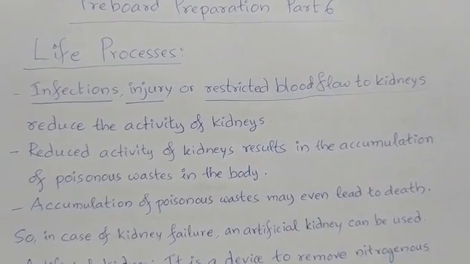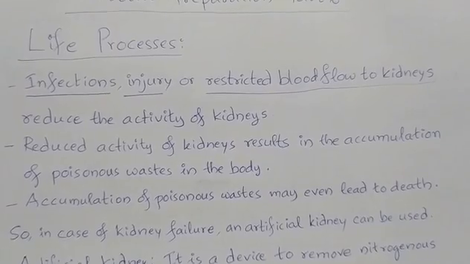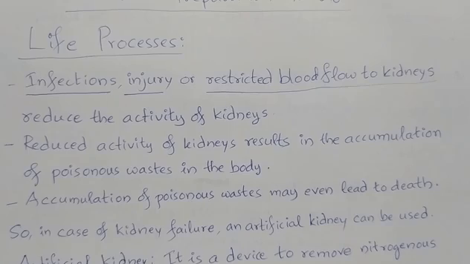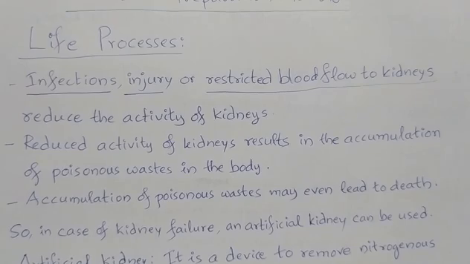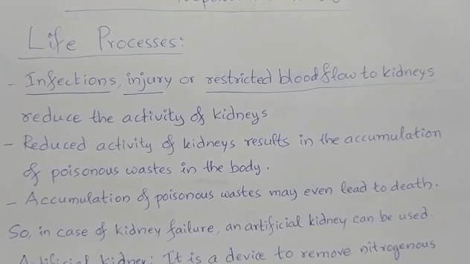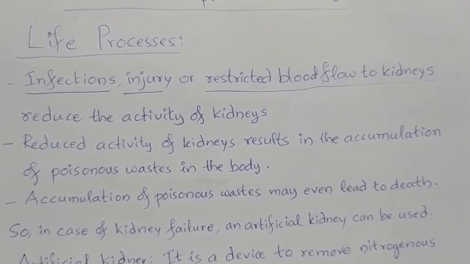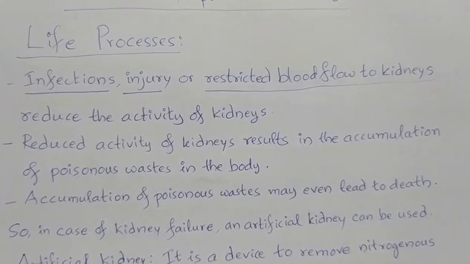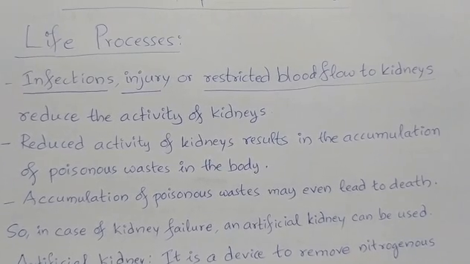What happens when the activity of the kidneys gets reduced? Reduced activity of kidneys results in the accumulation of poisonous wastes in the body, because the function of the kidneys is to filter the poisonous wastes from the blood. When kidneys are not able to perform their function, it automatically results in the accumulation of poisonous wastes in the body.